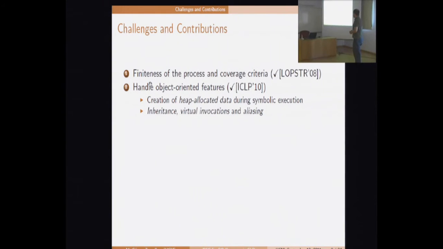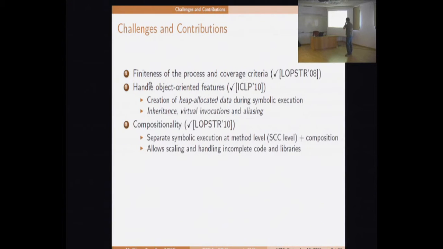Right, so as I said before, this is a good starting point, but there are lots of things that we have to take into consideration. The first one I already showed how to solve. We need to ensure the finiteness of the process. Then, in this example we just have integer numbers in the input, but when you have objects, things can become much more complex. You need to handle the creation of heap-allocated data, and then you consider object-oriented features, and you have inheritance, virtual locations, and aliasing. Those are problems that have to be addressed.